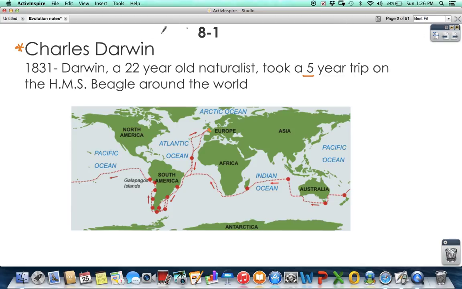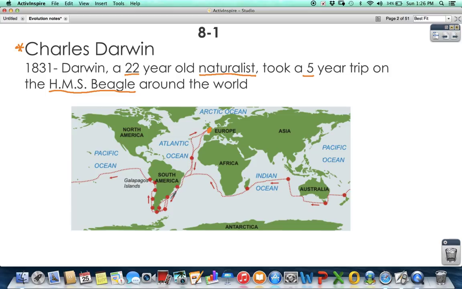He went on a trip when he was just 22 years old on a ship called the HMS Beagle. What they did was explore the world, doing mapping and looking for spices and gold and things like that. He got hired to come along because he was a naturalist, and a naturalist is just someone who studies nature. So he was there to collect plant and animal specimens to see what lived in different places, because they were here in Europe.